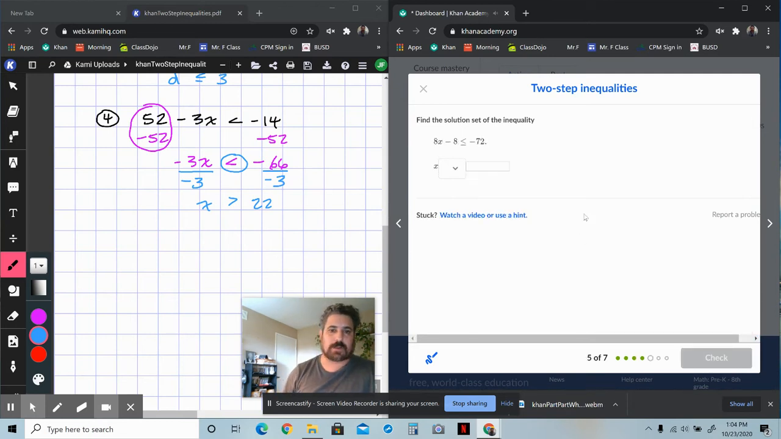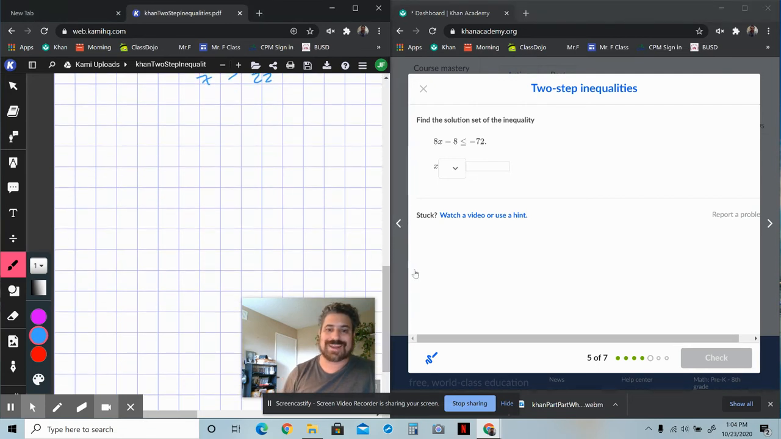All right, so now we're into our inequality here. Two-step inequality. 8x minus 8 is less than or equal to negative 72. All right, so numero 5. Here we go. 8x minus 8 is less than or equal to negative 72. Your goal is to get this 8x all by itself. So how do we get rid of minus 8? We add positive 8 to both sides.